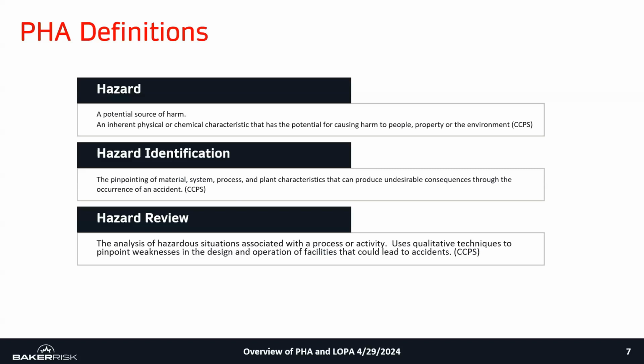Hazard identification is the process of pinpointing material, system, process, and plant characteristics that can present or produce an undesirable consequence through the occurrence of an accident. And lastly, hazard review is the analysis of hazardous scenarios that have been identified with a process or activity. The hazard review typically involves using qualitative techniques to identify consequences and potential weaknesses in the design of the facility. So those are a few definitions that I think will be helpful.